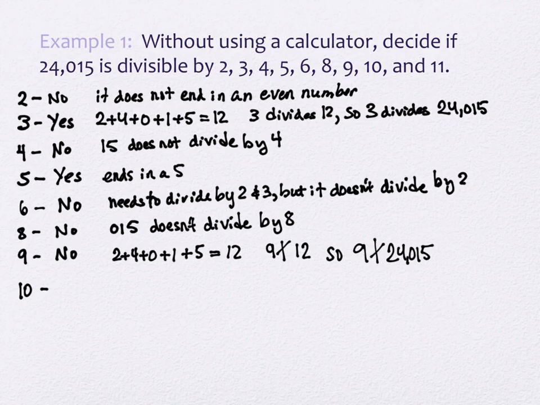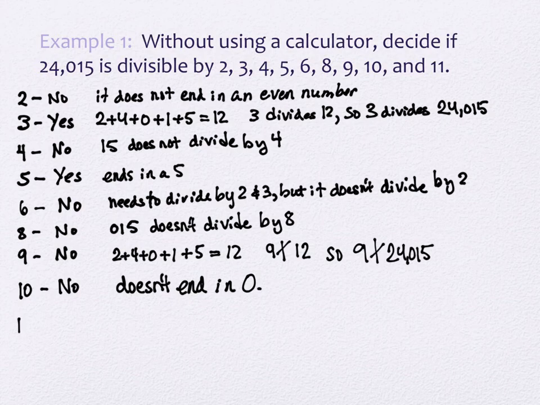How do we decide? Doesn't end in 0. Yeah, this is a no. In order to divide by 10, it has to end in a 0. It doesn't end in 0. All I had to do is look at the last digit.